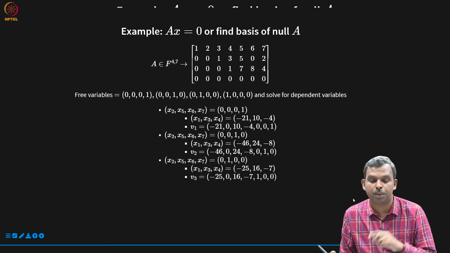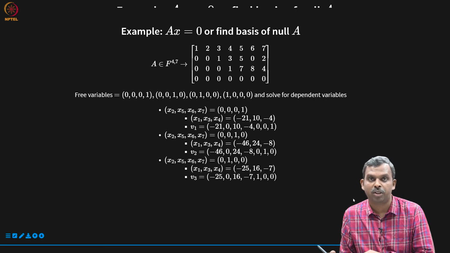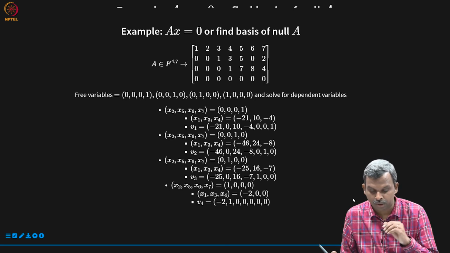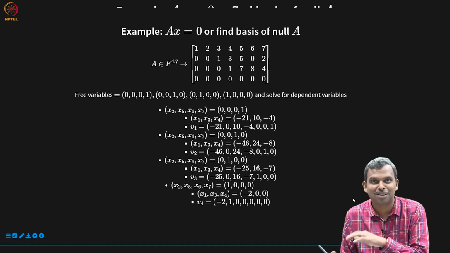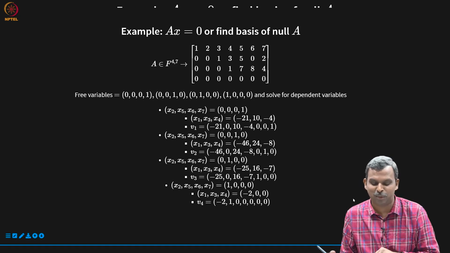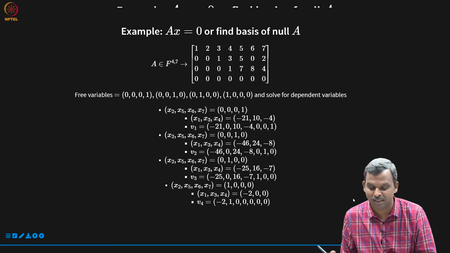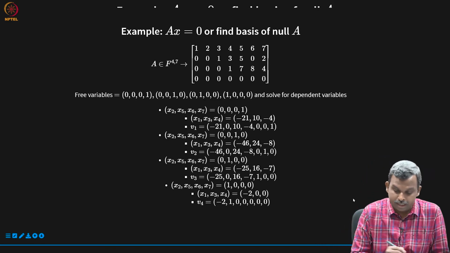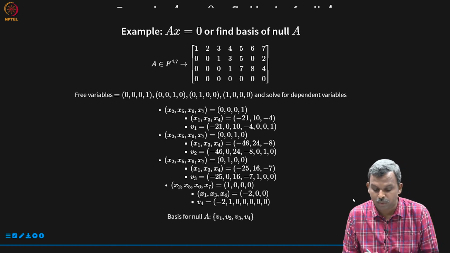Likewise v3: again put 0, 1, 0, 0, solve for the free variables, solve for the dependent variables, and you know v3, right? And then you put 1, 0, 0, 0, this is the easiest to solve, everything else becomes 0, only the first equation matters. So you can put minus 2, 1, 0, 0. So you get v4.